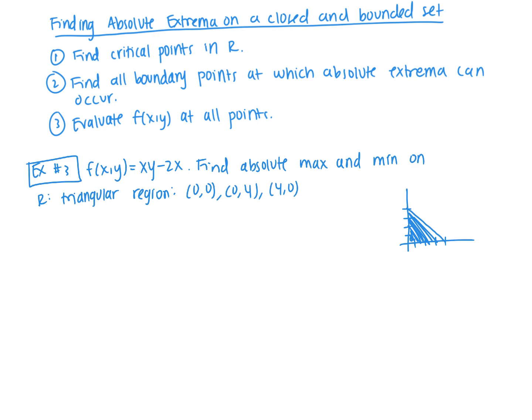Okay, so first step, we're going to start with those critical points. And these are the ones where f sub x is equal to 0 and f sub y is equal to 0. So if we take the first partial with respect to x, we're going to get y minus 2, and that has to be equal to 0. The first partial with respect to y is just x, and that has to be equal to 0. So the only critical point we get here is x is 0 and y is 2. But this point is not in R. It's on the boundary, but it's not in R. So because it is not in R, we don't consider it.